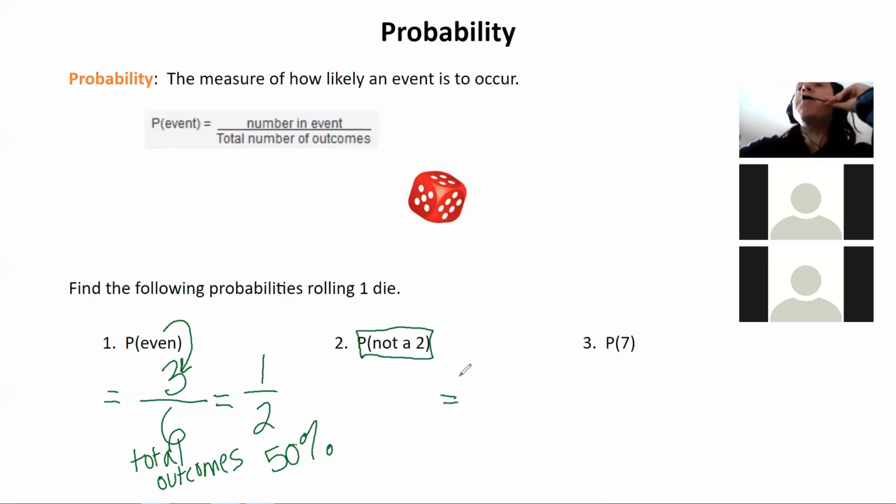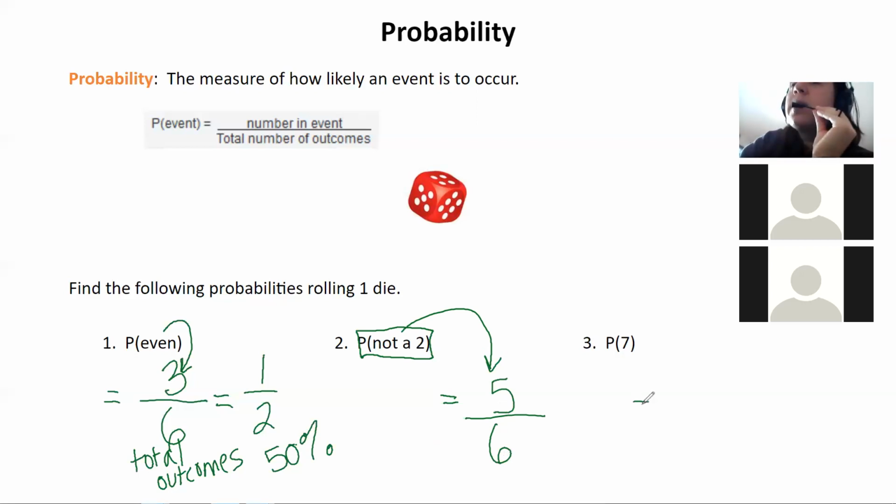Guys, what's my denominator going to be? If I take this dice and I want to find the probability of not rolling a 2, how many total outcomes? Yeah, there's 6 total outcomes. And how many are not a 2? 5. There are 5 that are not a 2. Good. What about number 3 here?